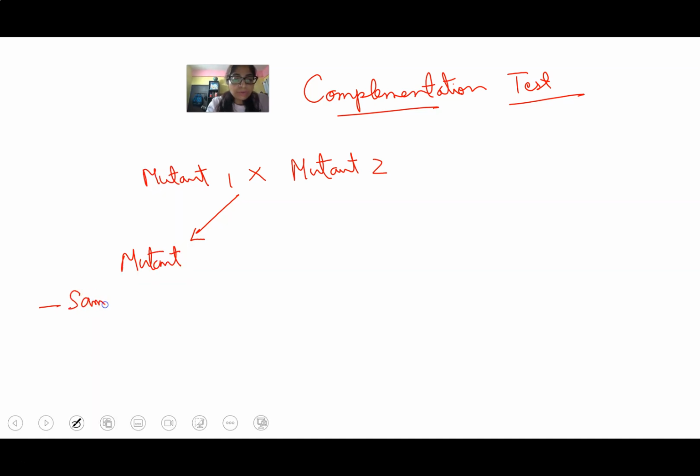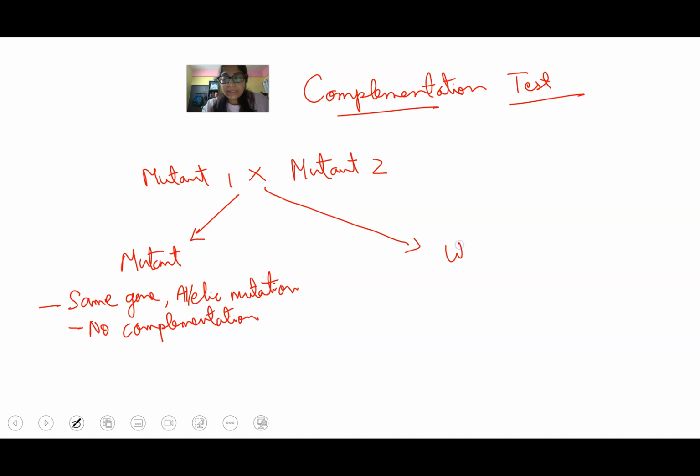Okay. Now, if mutations occur in the same gene, it means it is producing alternate forms of the gene, which we also call alleles. So, this mutation will be called allelic mutation. And if allelic mutations are there, that means no complementation. Now, if mutant 1 crossed with mutant 2, we get the next generation becoming wild type, having the wild type phenotype. So, you're crossing two mutants, but the progeny is having wild type phenotype.